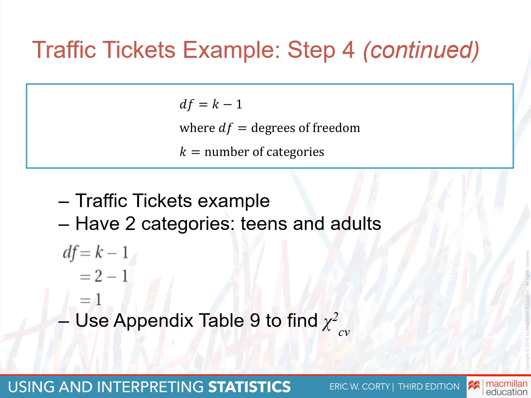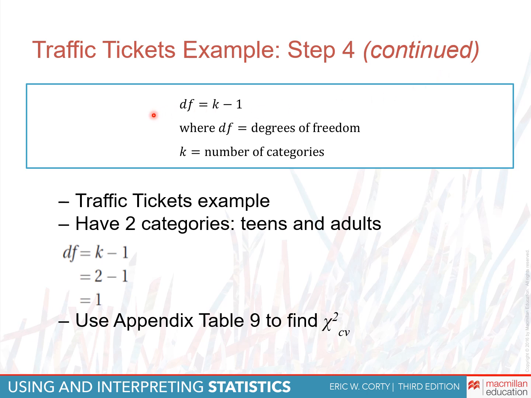And then we need to know the degrees of freedom the test has based on the number of categories. All right, so how many degrees of freedom do we have? So when we're talking about degrees of freedom here, we're talking about degrees of freedom for our independent variable. So our independent variable here is age group, and the categories are teens and adults.